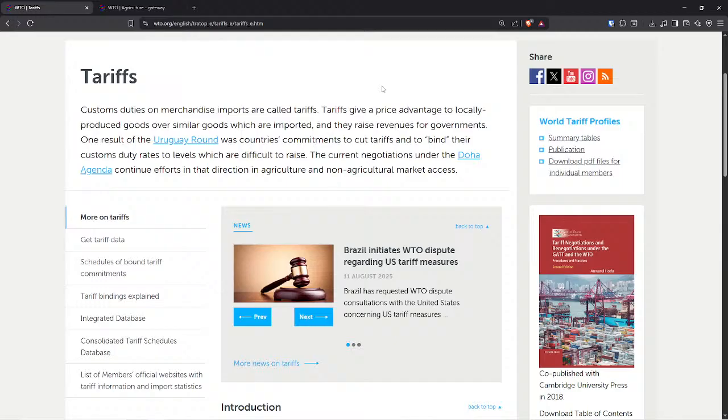Customs duties on merchandise imports are called tariffs. Tariffs give a price advantage to locally produced goods over similar goods which are imported. They raise revenues for governments. One result of the Uruguay round was countries' commitments to cut tariffs and bind their customs duty rates to levels which are difficult to raise. Well, you bind it to levels, basically, and so it makes it difficult to raise the rates, I guess. Current negotiations on our agenda. Continue efforts in the direction.